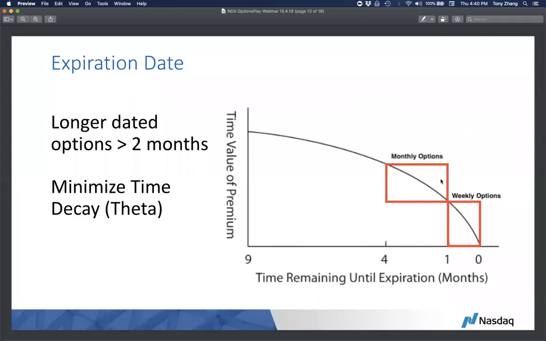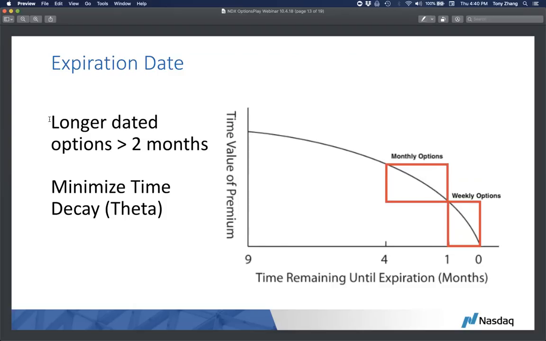As you can see with monthly options, the time decay is much slower than when you buy a weekly option. So even if you only expect a correction to play out over a few weeks, you don't want to buy those weekly options because they're going to decay in value much, much faster, and that's going to offset the gains that you have in your hedge. So you always want to buy longer dated options, usually at least 2 months or longer. And the goal here, again, is to minimize time decay.